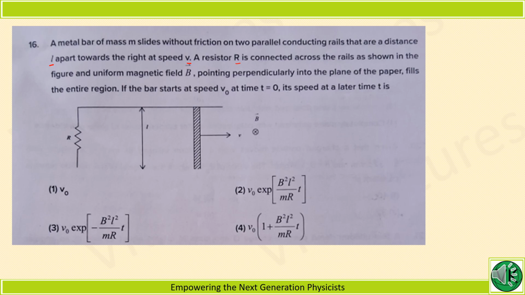If the bar starts at a speed v0 at time t equal to 0, its speed at a later time is v0 e to the power minus B squared L squared by mR into t. That is option 3.